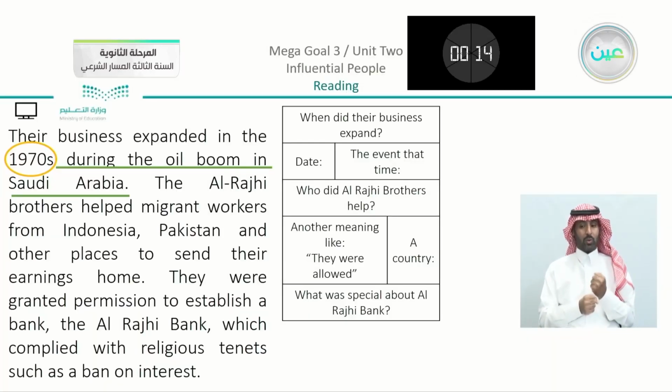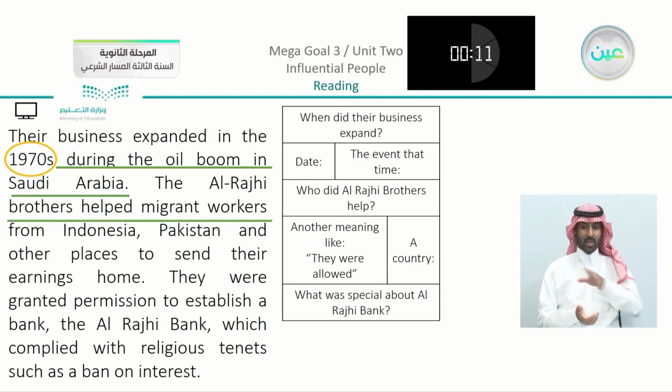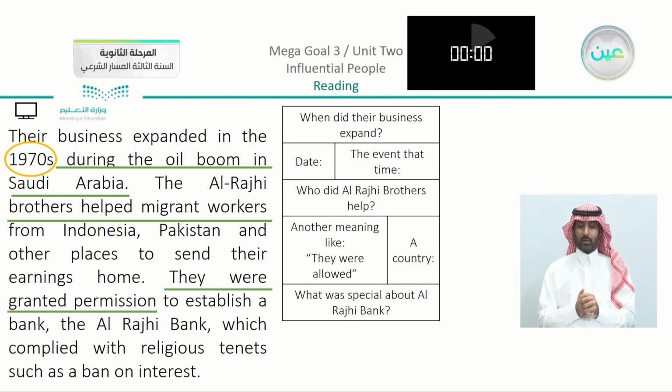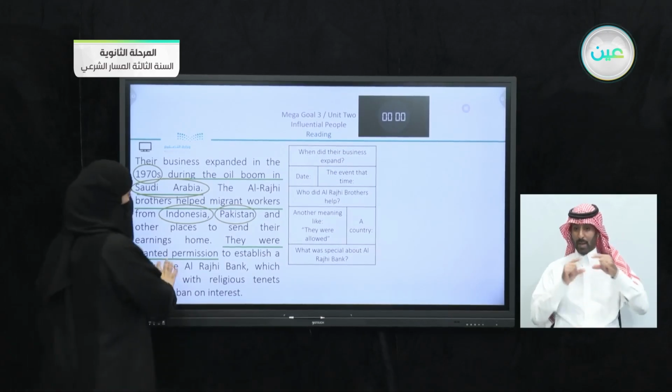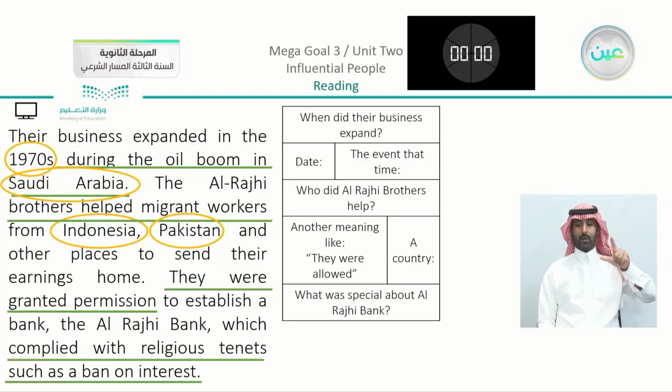Who did Al-Rajhi brothers help? You can find that they helped migrant workers. And then we have here another meaning, like they were allowed. Just to look for the synonym, you can find that it is what? They were granted permission. It has the same meaning. A country. Now, as I mentioned, there are 3 countries. We have Saudi Arabia, we have Indonesia, and we have Pakistan. What was special about Al-Rajhi Bank, and which is still special about it, that it is what? It complied with religious tenets such as a ban on interest.